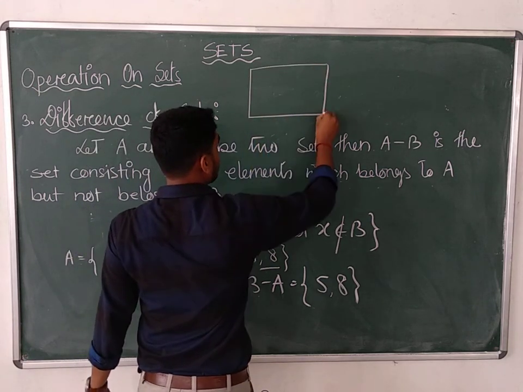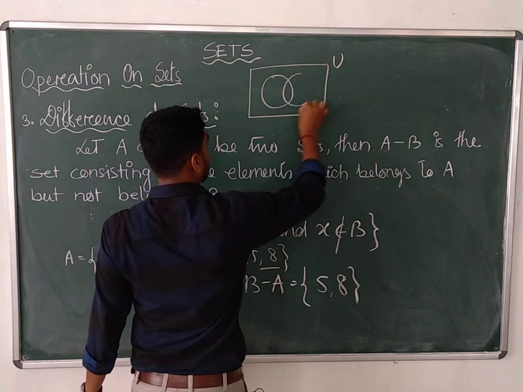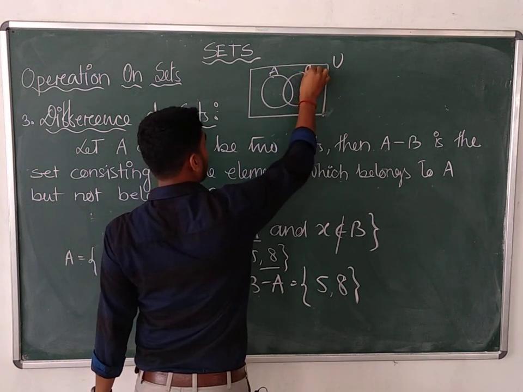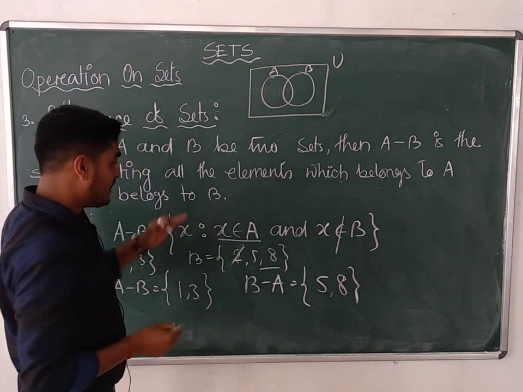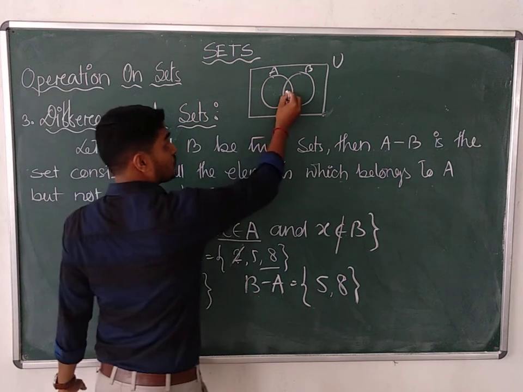So that means in case of this one is a union set, and this is a set A and this one is a set B. Suppose they have some common element. Let us consider. So then A minus B means what? It will contain all the elements which are there in A only. It is the intersection portion, you know.